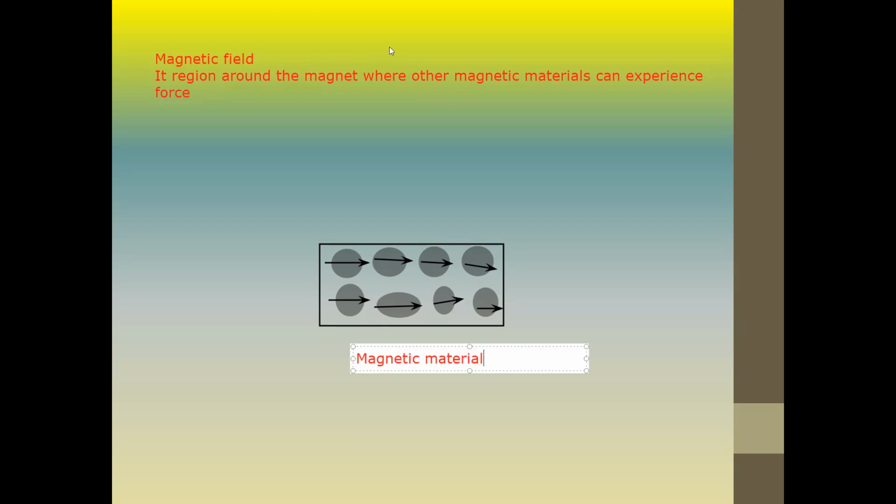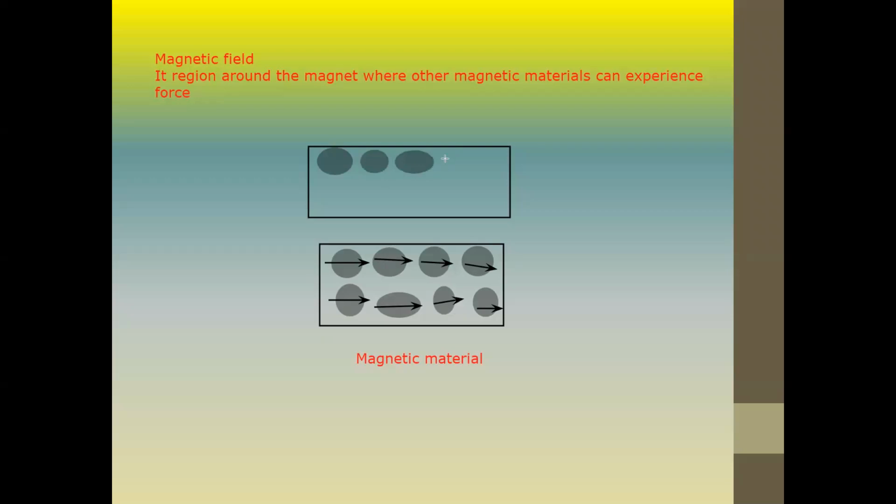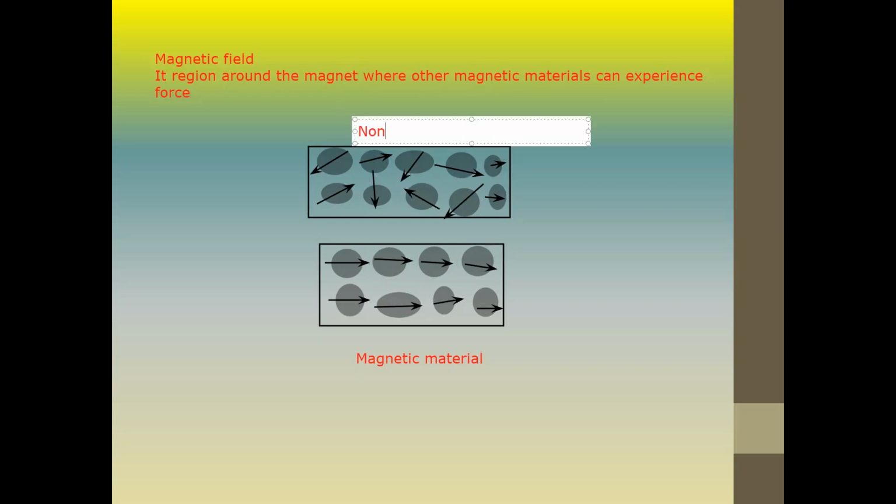But if you have a material made up of atoms, and these atoms have magnetic fields, but the magnetic fields they produce are not arranged or aligned, what will this material be? This will be a non-magnetic material, meaning it will not behave like a magnet.